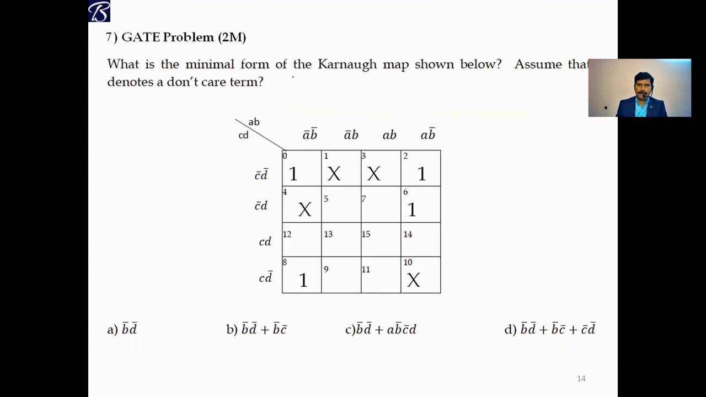What is the minimal form of the Karnaugh map shown below? Assume that X denotes a don't care term. This is the problem given for 2 marks. Okay. Let us try to minimize this one. So go to this first one, 0th cell.